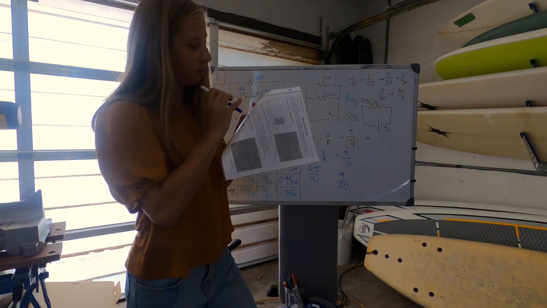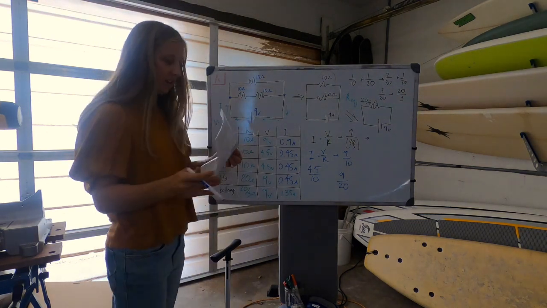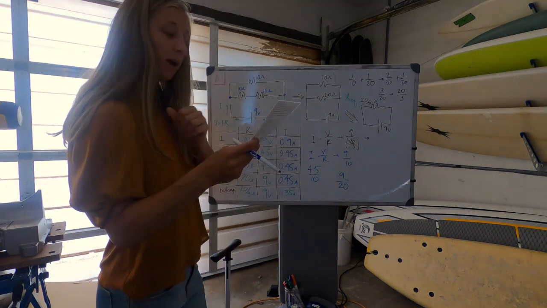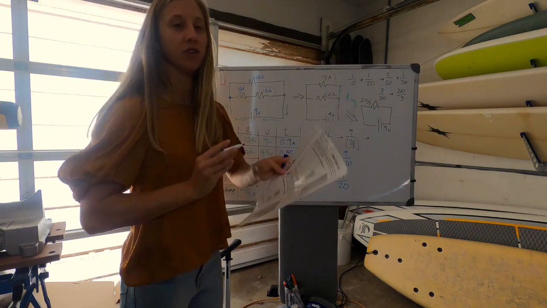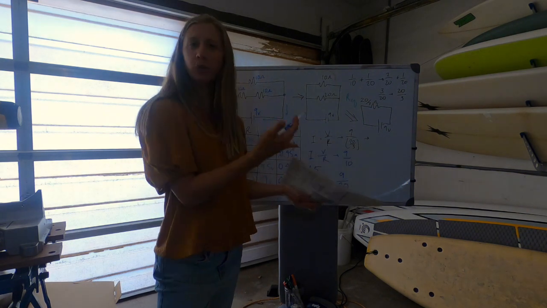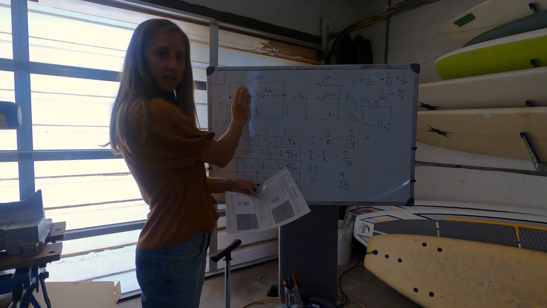Number 5, if bulb R2, which is this one, were removed, explain what happens to the other 2 bulbs and why. I'm going to show you that one on the simulator too. Try to think about what would happen before you just do it. Try to think, if this were here, how would that change things?